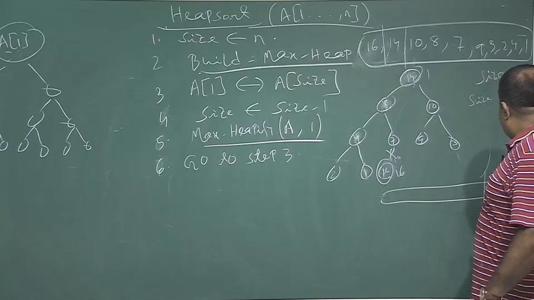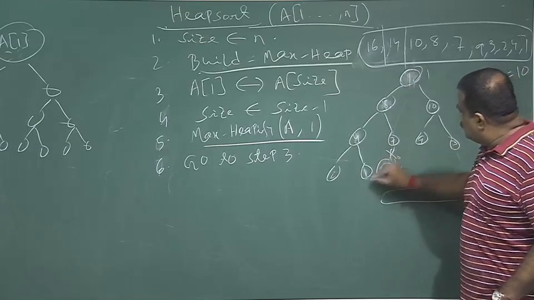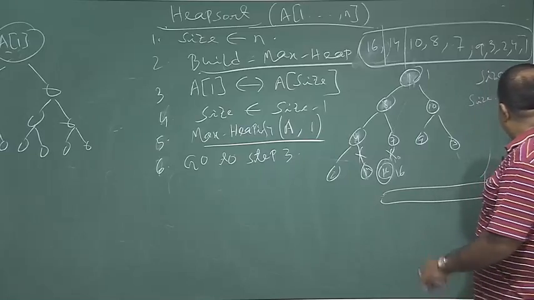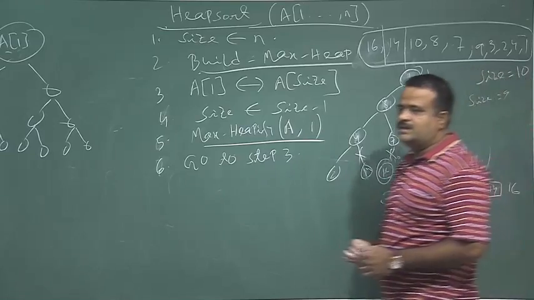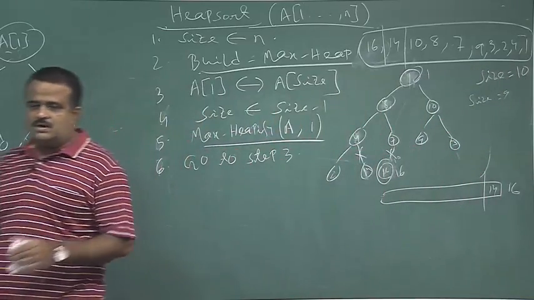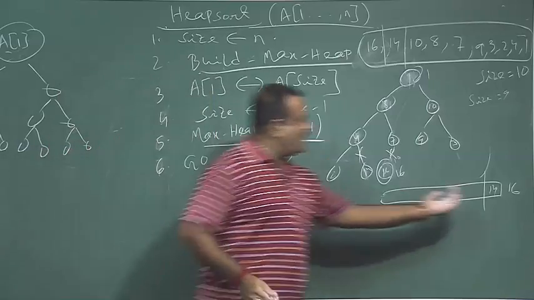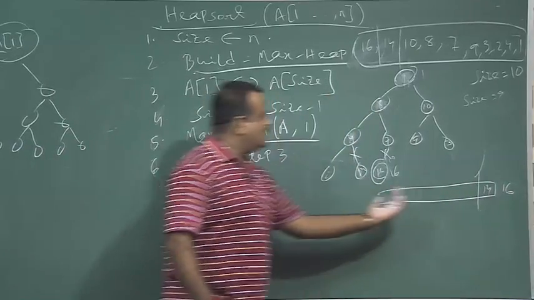So, this is 14 now, and this is 1 again. This 14 we cut this link and we reduce the size. This way we continue and at the end we get the sorted array. We just forget this part because it is already in its position. So, like this we can do it.